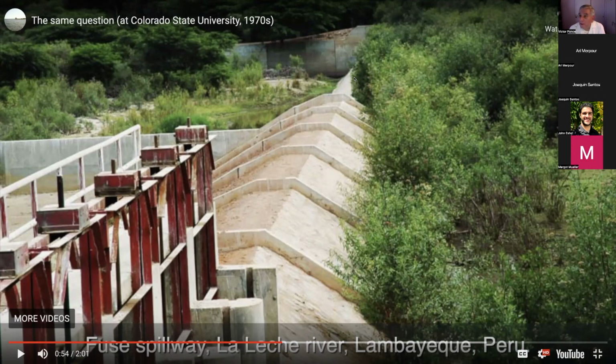It grew up. And why did it grow up? Because the Army Corps needed to make it so that their structure, which was always being spilled over, therefore they kept building it up, and now it's at 36 feet.